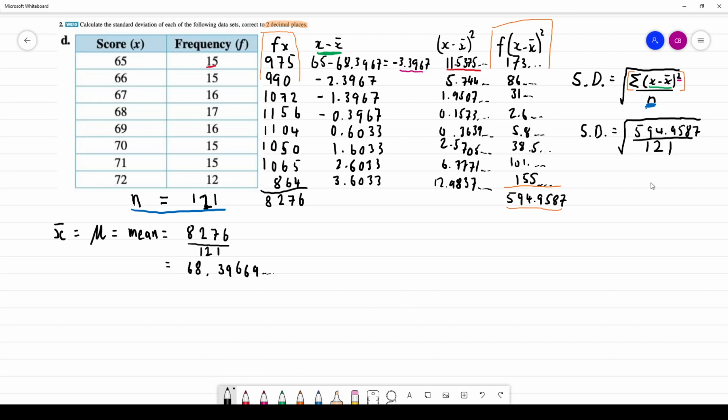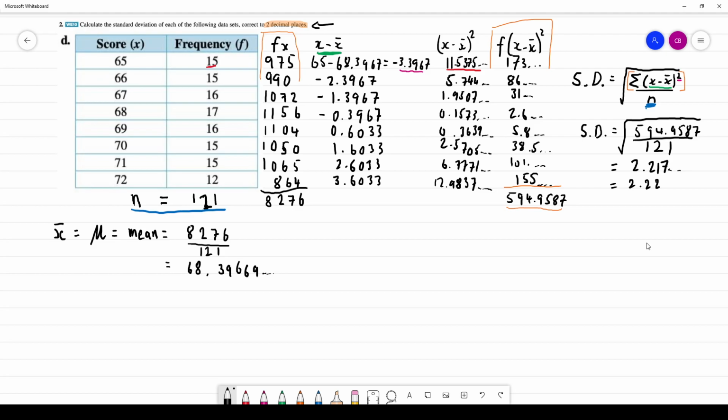So all you're doing is dividing two numbers and then doing the square root of it. And if you put this in your calculator, you will get 2.217, etc. But remember, what was this point up here? 2 decimal places. So that'll be 2.22. And that'll be the standard deviation for this data.